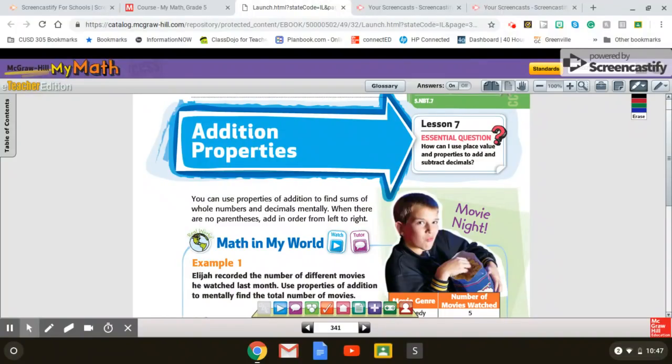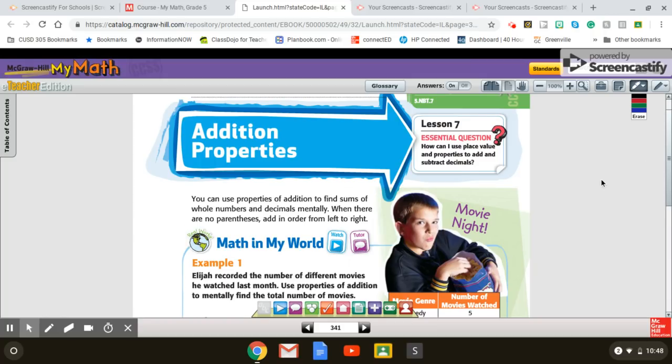Hi, today we're going to look at addition properties. This should be review. You've done this before in the past, I know. We're going to use a property of addition to find sums of whole numbers and decimals mentally. And when there's no parentheses, we're going to add in order from left to right.